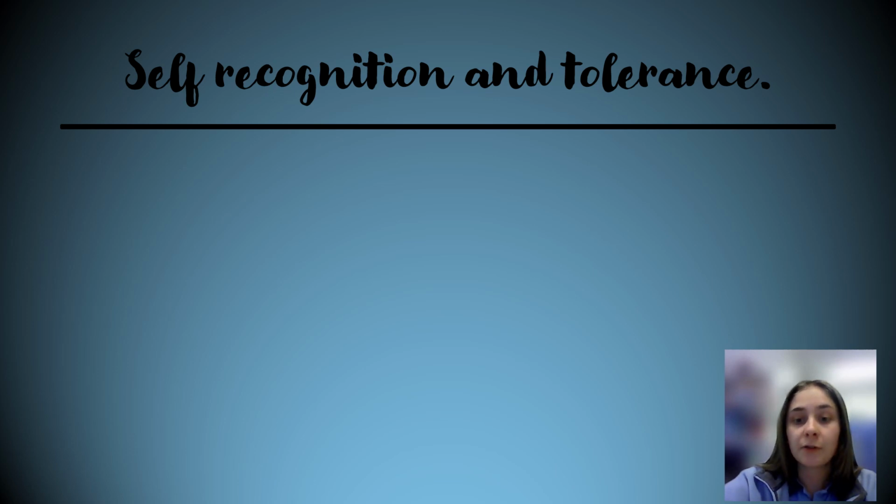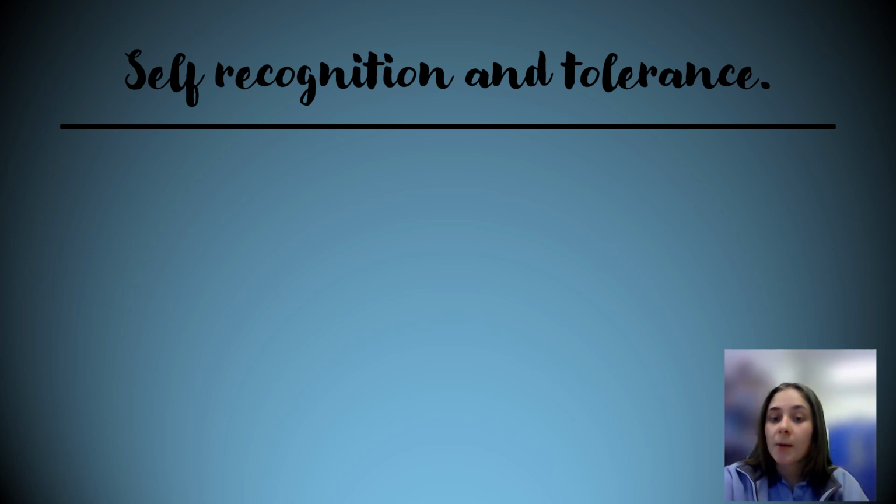There are 3 different kinds of rejection: hyperacute, acute, and chronic. Hyperacute happens almost immediately. Acute can happen over a couple of weeks or months, and chronic can happen from months to a couple of years.